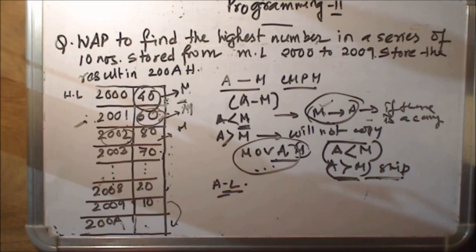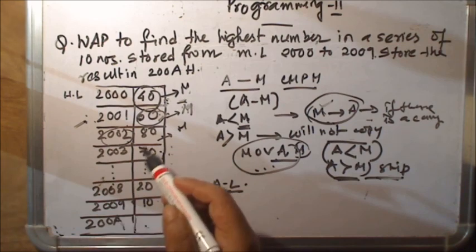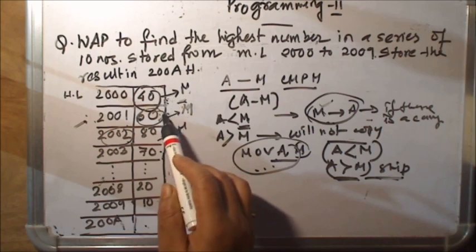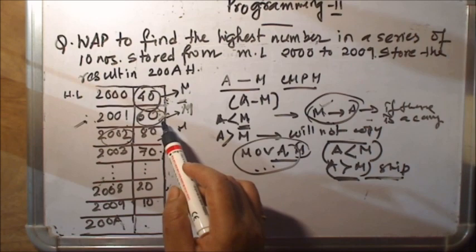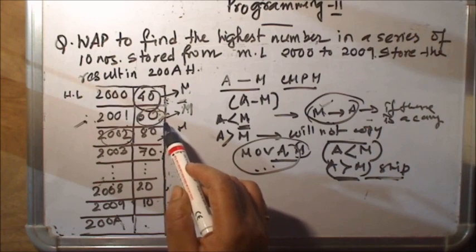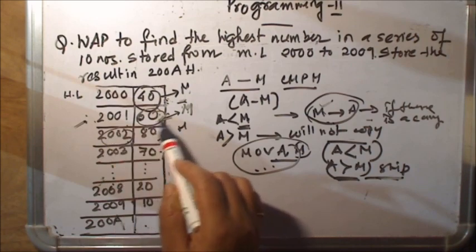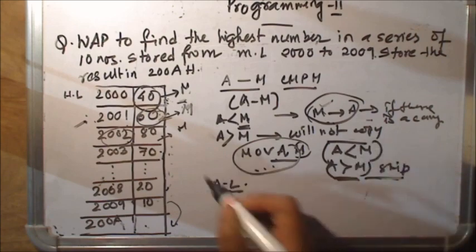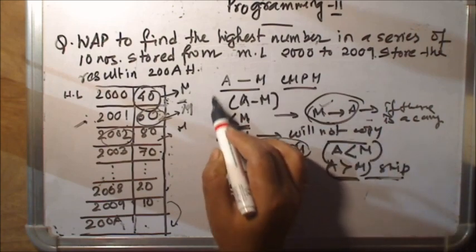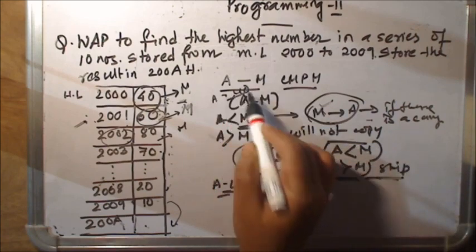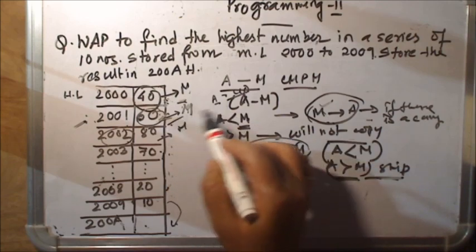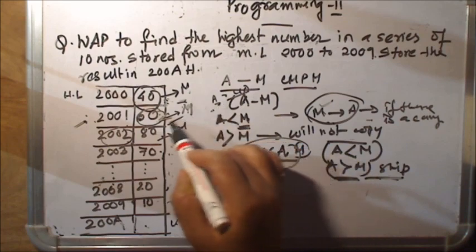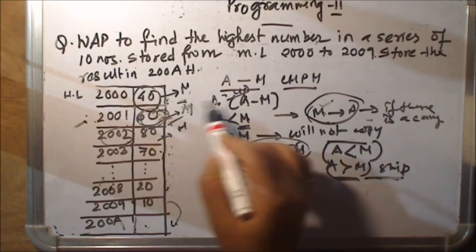So in the next iteration, M will not be 40. Now M will be 60. So you have got a new number. Now increment the HL pair. Again you compare this number with A. A was 40, right? So we will compare 60 with 40. If carry is generated, yes, of course carry will be generated, so we will copy this number 60 into A.